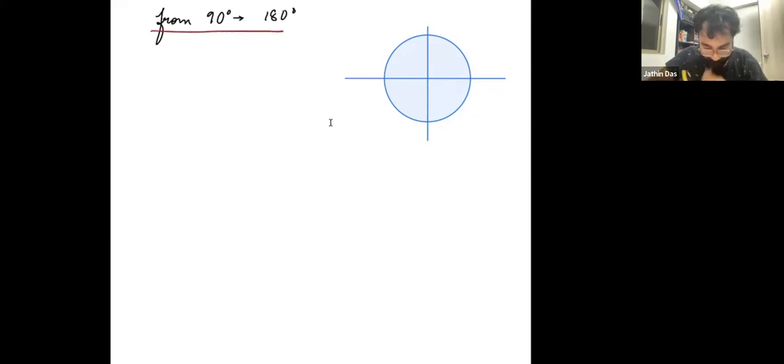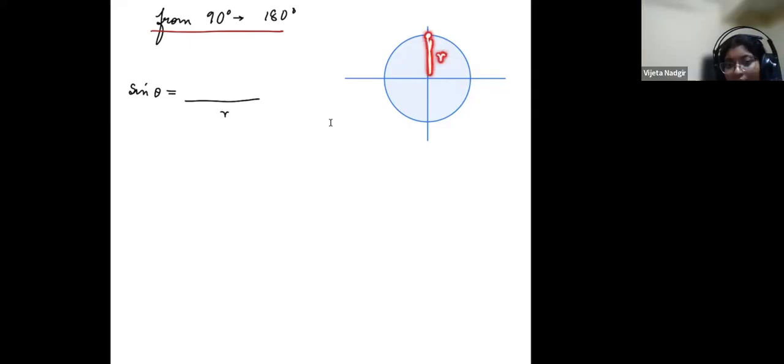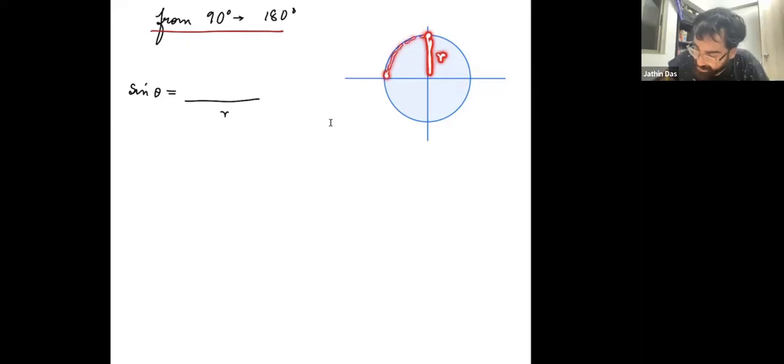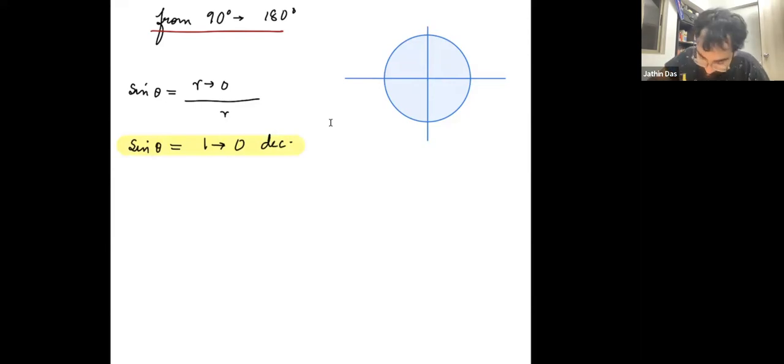Anyways, from 90 degrees to 180 degrees. Sine divided by r will definitely come. Now, here it is the initial point, that means the perpendicular distance is r. Then it goes like this, goes like this, and the perpendicular distance is 0. Correct? So r to 0. So basically sine theta is decreasing from 1 to 0. Clear? No problem? Okay.